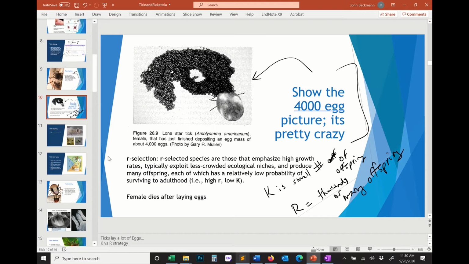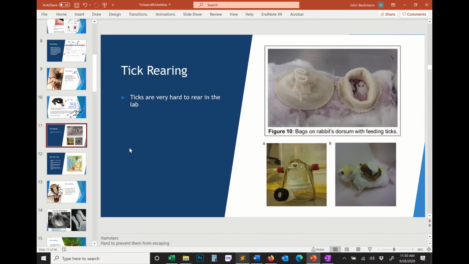Okay, so tick rearing. Studying ticks in the lab is notoriously difficult. It's hard to rear ticks, and you'll see why. One of the reasons is you have to figure out schemes to feed them. Some people will membrane feed them, where they rig up a little apparatus that runs blood through it, and then you put a membrane, and the ticks can come on and feed through the membrane. But some ticks don't like to do that.